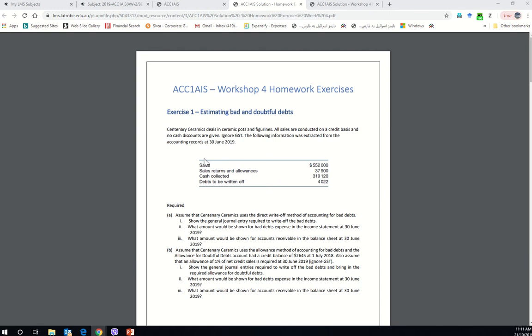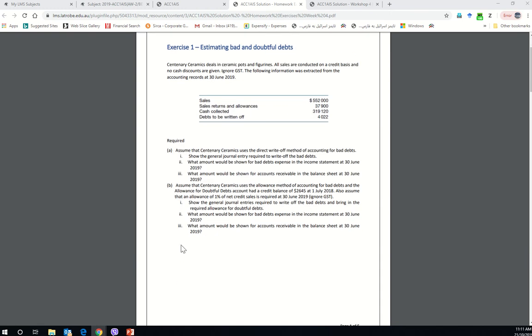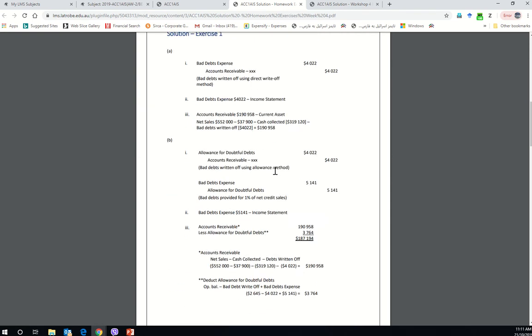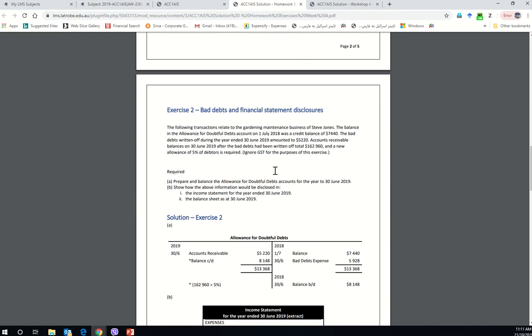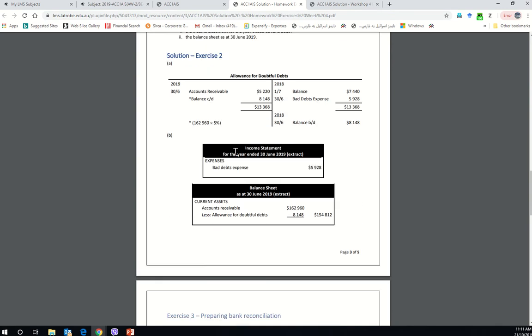If you have a look at the homework and the workshop exercises for week 4, we had questions in which we calculated the allowance based on credit sales, and then we had questions for which we calculated the allowance based on receivables, same as this question.